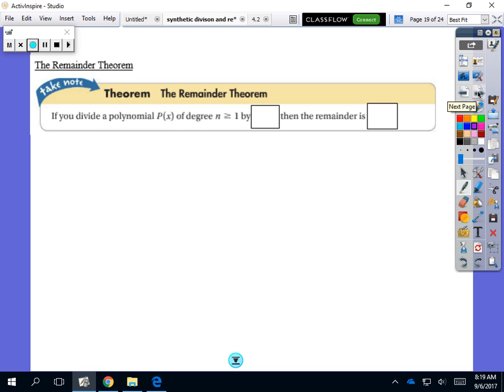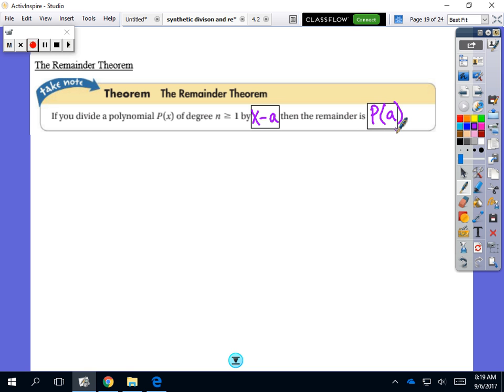The last way we use the remainder theorem, which just says if you divide a polynomial by a binomial and the remainder is 0, then that binomial is a factor of the polynomial. If I divide any polynomial, p of x, so p of x could be any of the functions we've looked at so far, by this binomial x minus a, then that remainder is the value of your function when x is equal to this number a.